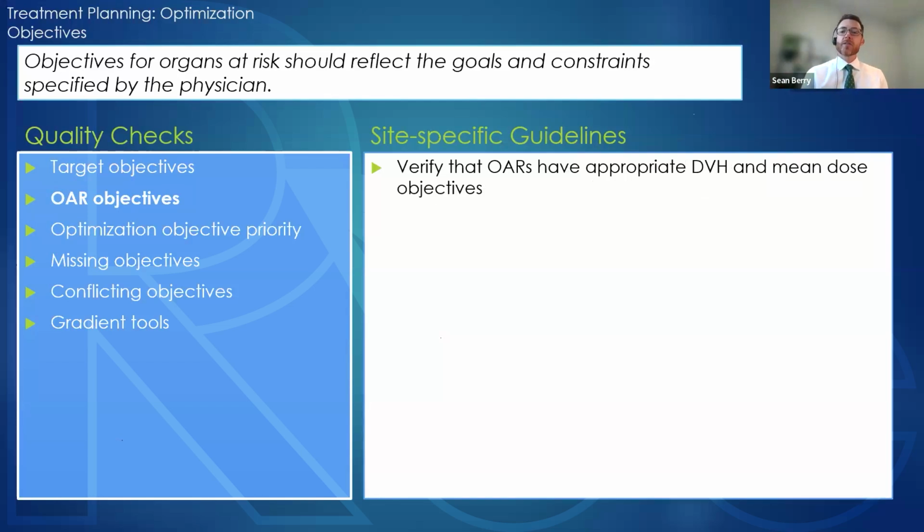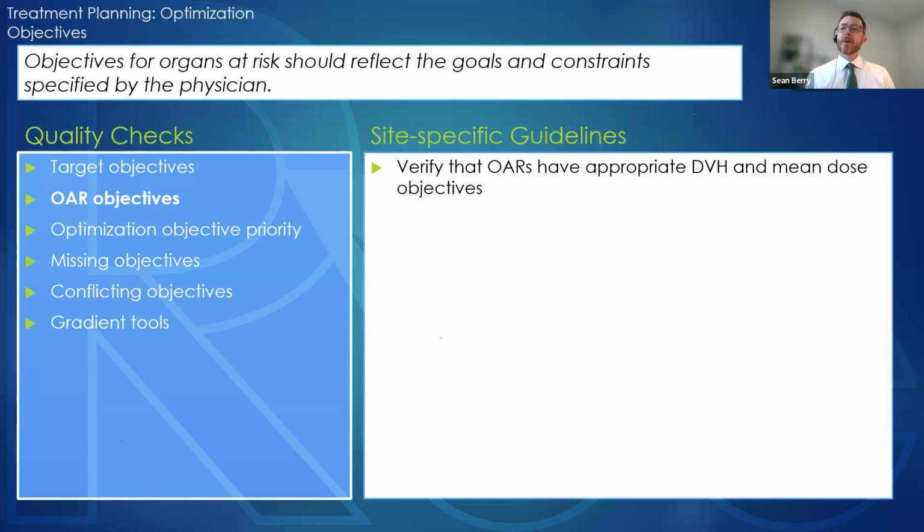You want to make sure the objectives are set appropriately, and you also want to make sure that the objectives used are related to the sparing that you're looking for. So if you're trying to spare the maximum dose to the spinal cord, it's not very helpful to optimize on the mean dose to the spinal cord, right? It's much simpler to constrain the parts that are related to the dose objectives that you have.